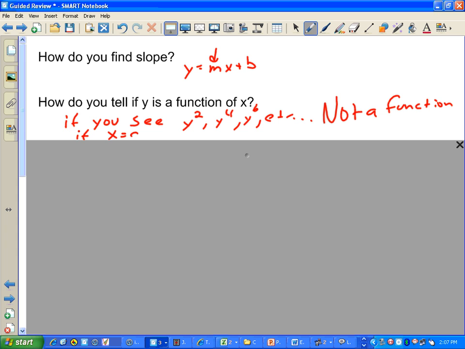Or if x equals a, if I can put a number in, like a, plus f at a equals 2 or more things, then it's not a function. You can only have one output for each input.